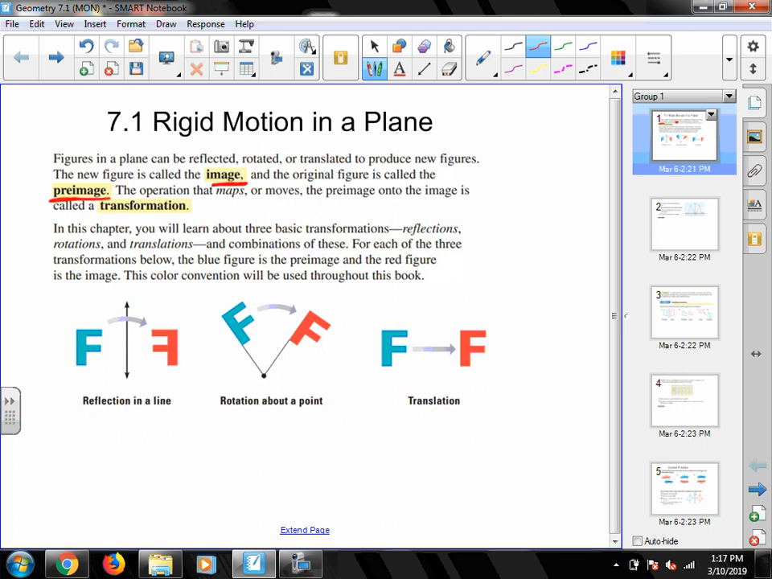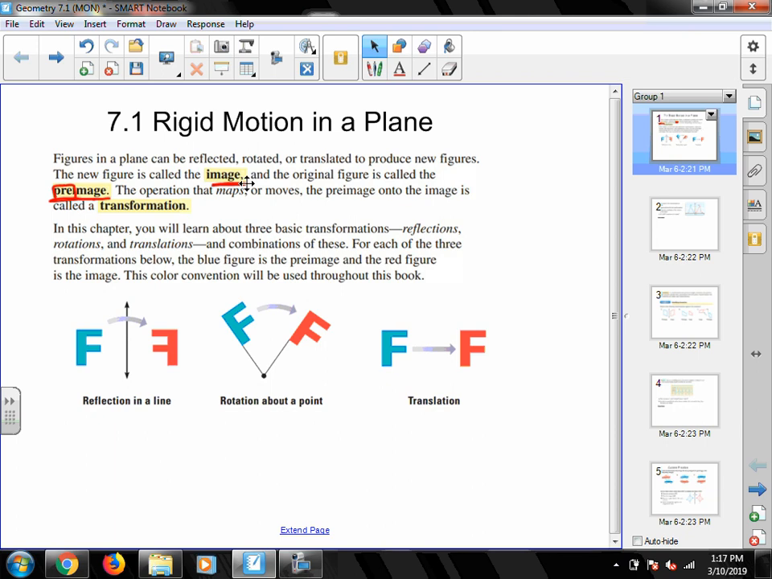So how I keep these straight, I literally just think it through. Am I working with the image or the pre-image? Using the prefix of pre, meaning before. So the before image is kind of how I remember that one.